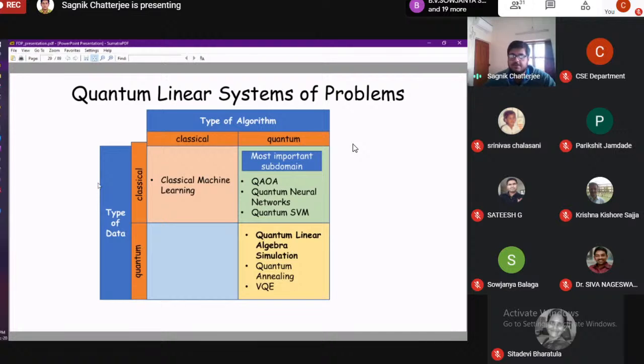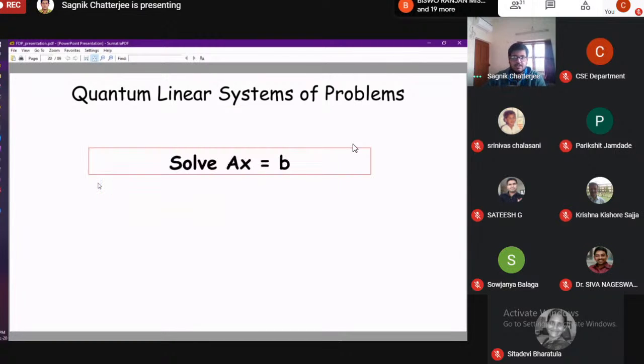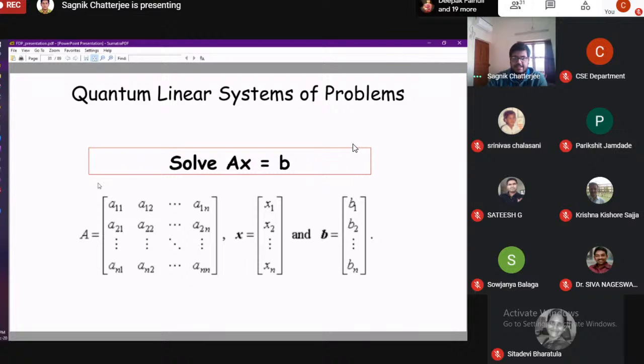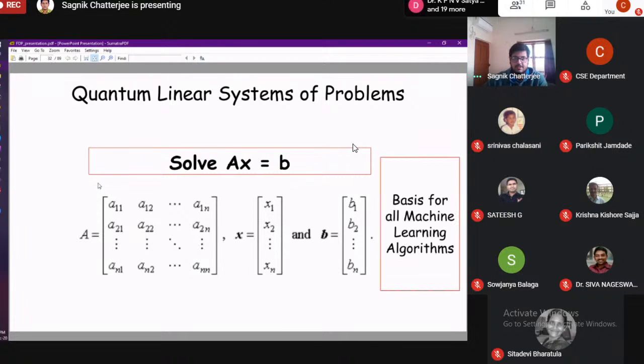Okay, so moving on. The first topic, quantum linear algebra simulation. Let's go into a little bit of detail and see what it entails. So you have quantum linear systems of problems, Ax equal to b. x are your variables, A are your coefficients of the equations, and b is your solution vector. As we said, this is a basis for all machine learning algorithms. If you consider x as your feature vectors, solving them to get your predictions in b is the basis for machine learning predictions.